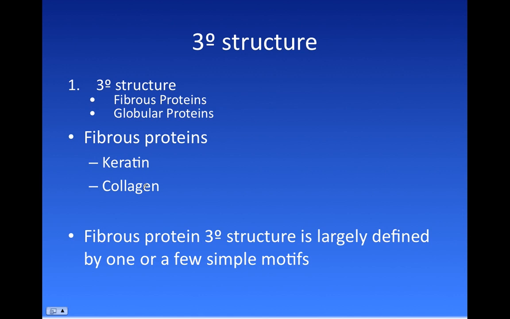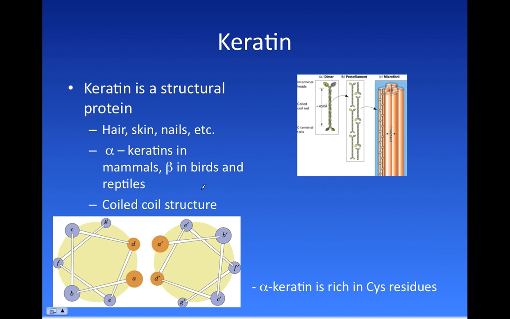You really need the complexity of a globular protein, one that has alpha helices, beta sheets, all sorts of stuff in it, in order to make things like enzymes, which have really complicated functions. But let's start with fibrous proteins, and let's start with keratin as an example. Keratin is a structural protein that's present in your hair, skin, nails, etc. Some of you may have had keratin treatments on your hair.